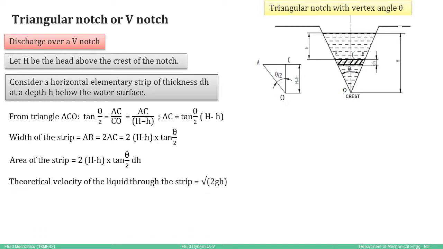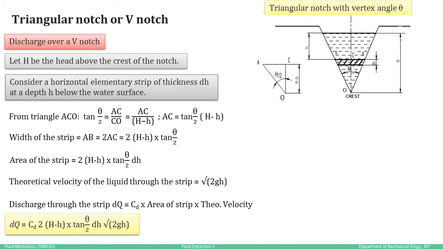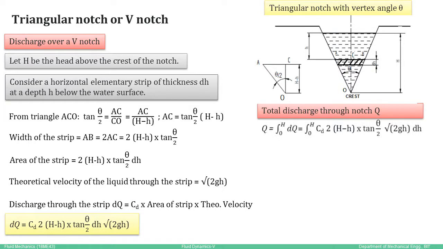Theoretical velocity of the liquid through the strip is root of 2gh. Now to find the discharge through the elemental strip, dQ is equal to Cd times the area of the strip multiplied by the theoretical velocity. The area of the strip was just found, and the theoretical velocity is also known. So substituting them, we have dQ is equal to Cd into 2 (H minus h) into tan theta by 2 dh root of 2gh. Now in order to get the total discharge through the notch, we can integrate dQ with respect to h within the limits small h from 0 to capital H.